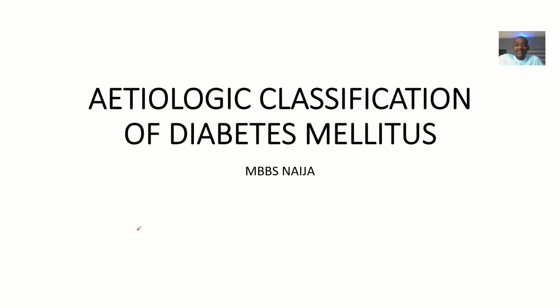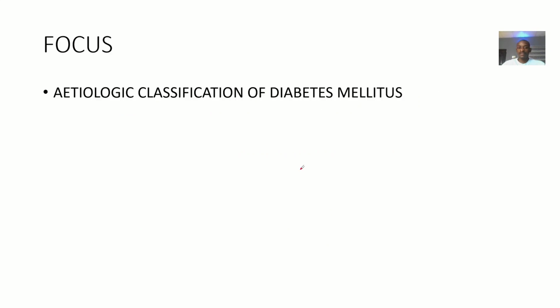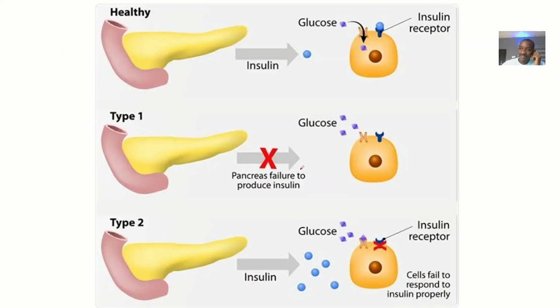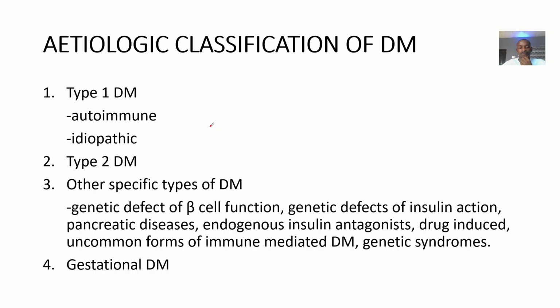All right, so there is an etiological classification of diabetes mellitus. When you say etiology, what does etiology mean? Etiology means the origin or the cause of diabetes mellitus. All right, so for the etiological classification of diabetes mellitus, it's quite simple.